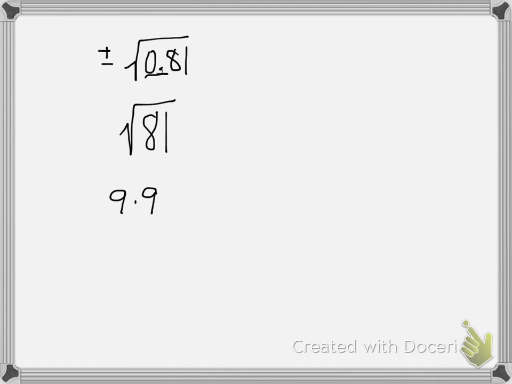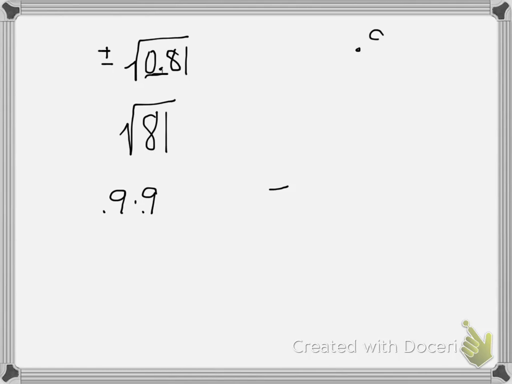Now let's go back and consider this decimal. I need something that's going to give me that 0.81. We know that 9 times 9 gives me 81, so using that same concept, I know that when I multiply two decimals that each have one decimal place, then my answer is going to be out two decimal places.